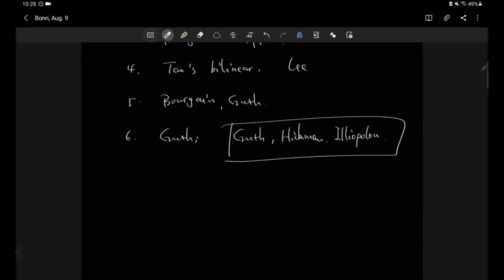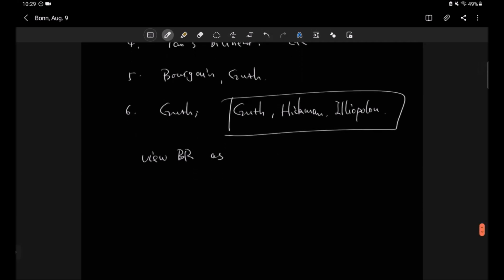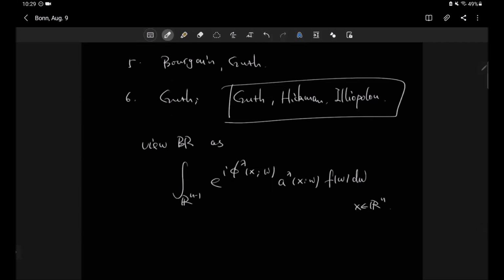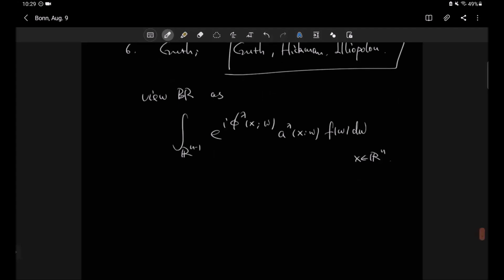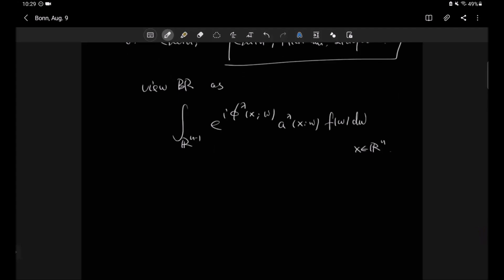The one that I would like to say a bit more about is this result. In most of the previous works, for instance, in the work of Guo, Hickman, and Iliopoulou, the way that we look at the Bochner-Riesz operator is to view it as a Hörmander type oscillatory integral. For instance, let's define it as: lambda is a large parameter, x, omega. We have our amplitude, omega, x is in R^n, and we view the Bochner-Riesz operator as this type of oscillatory integral, satisfying some non-degenerate condition, and also some positive definite condition.